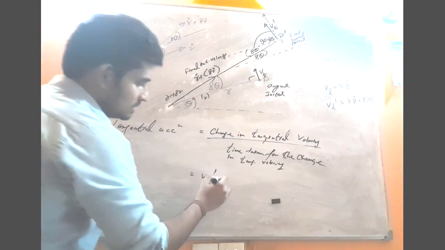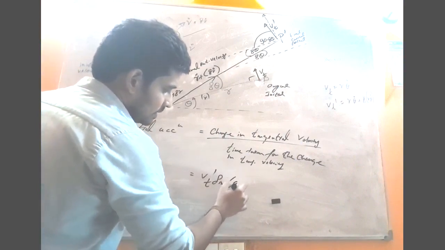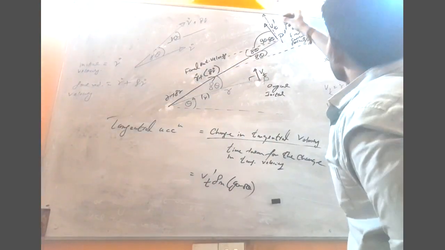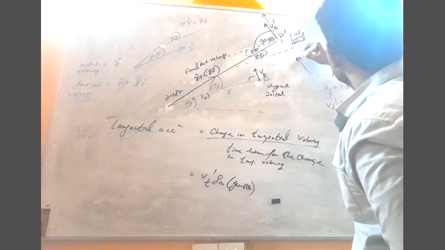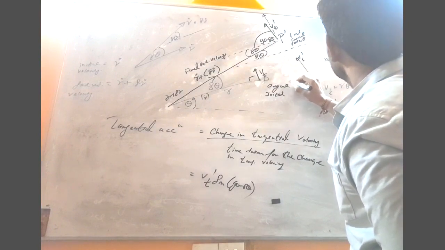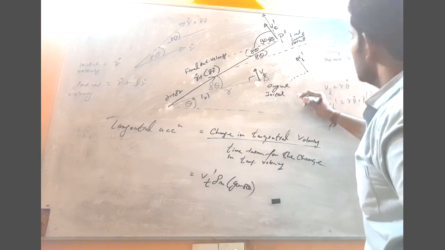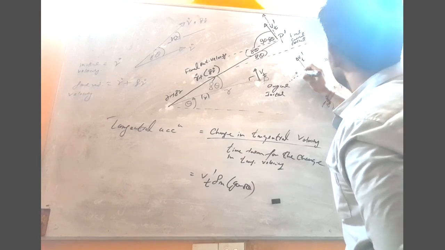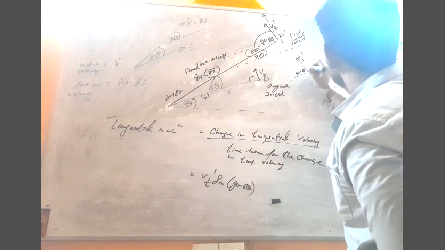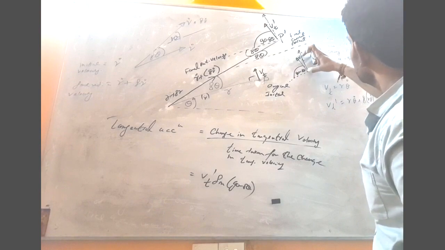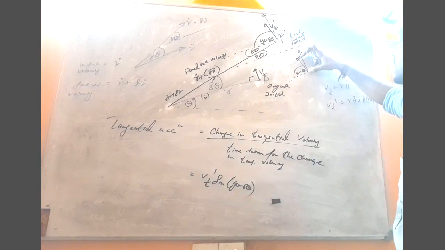Vt dash sine 90 minus delta theta. See, this is Vt dash, right? So this is the line that is parallel to the original position, right? So this angle will be 90 minus delta theta. So what is the vertical component? Vt dash sine 90 minus delta theta.